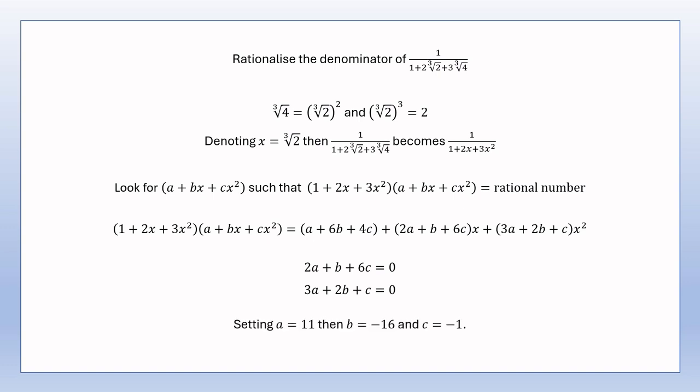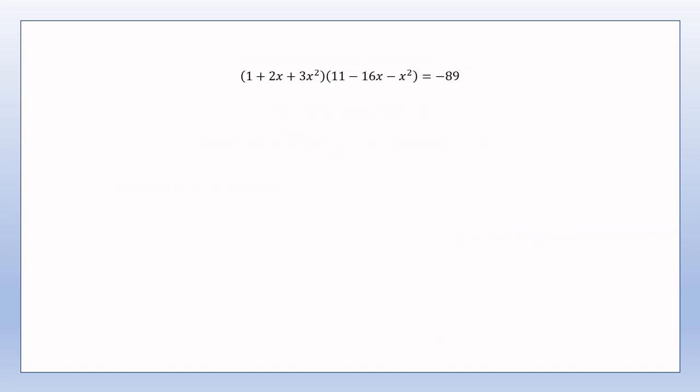And now, setting a equal to 11, because having done the calculation which follows, I know that this simplifies the calculation, then we obtain the corresponding values of b and c, which are b equals minus 16, and c equals minus 1. And so we have that 1 plus 2x plus 3x squared times 11 minus 16x minus x squared is equal to a rational number, which in this case is minus 89.